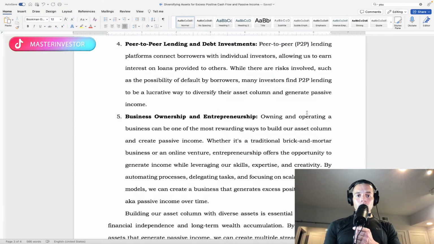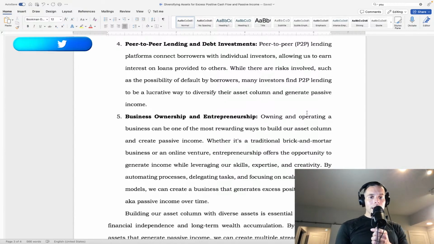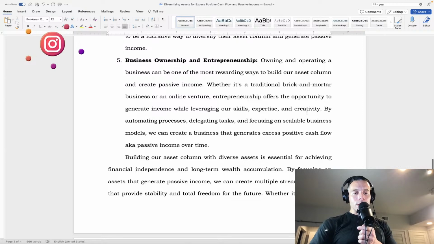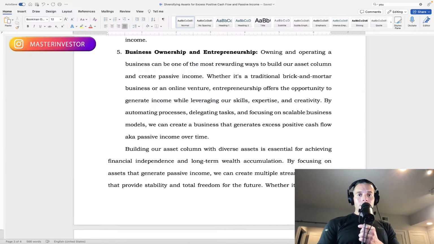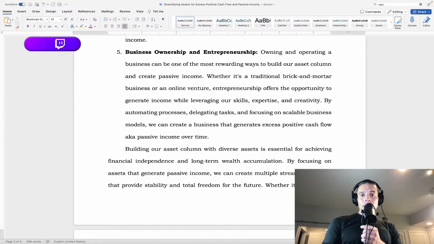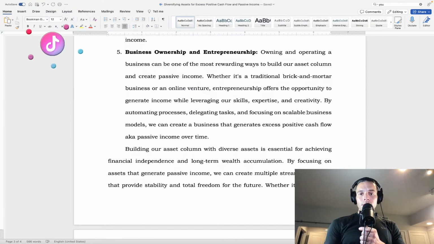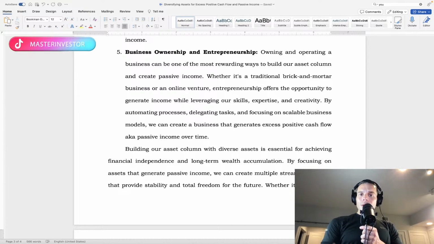While there are risks involved, such as the possibility of default by borrowers, many investors find P2P lending to be a lucrative way to diversify our asset column and generate passive income. Do your due diligence at all times, okay? We have to take responsibility for everything that we do. That's why here at Master Investor, we give you the tools, the knowledge, the mindset, and you need to do the due diligence before you invest in any of the asset classes, okay? So that you take responsibility for everything.